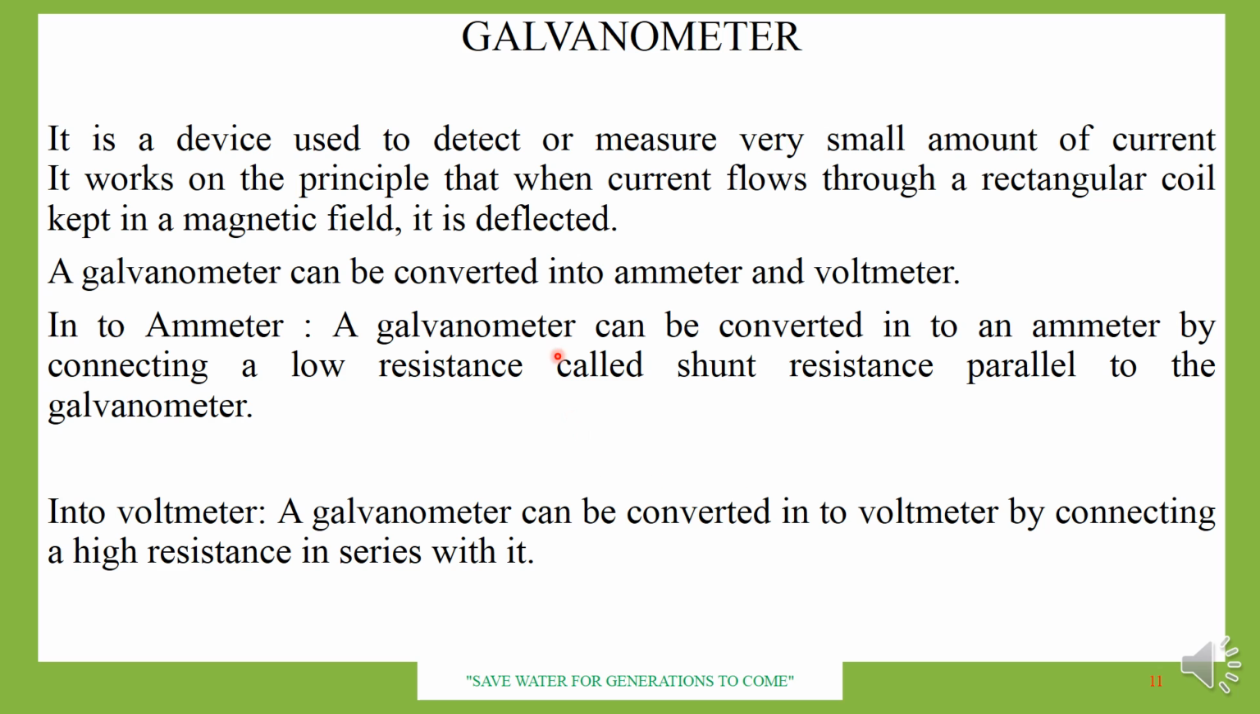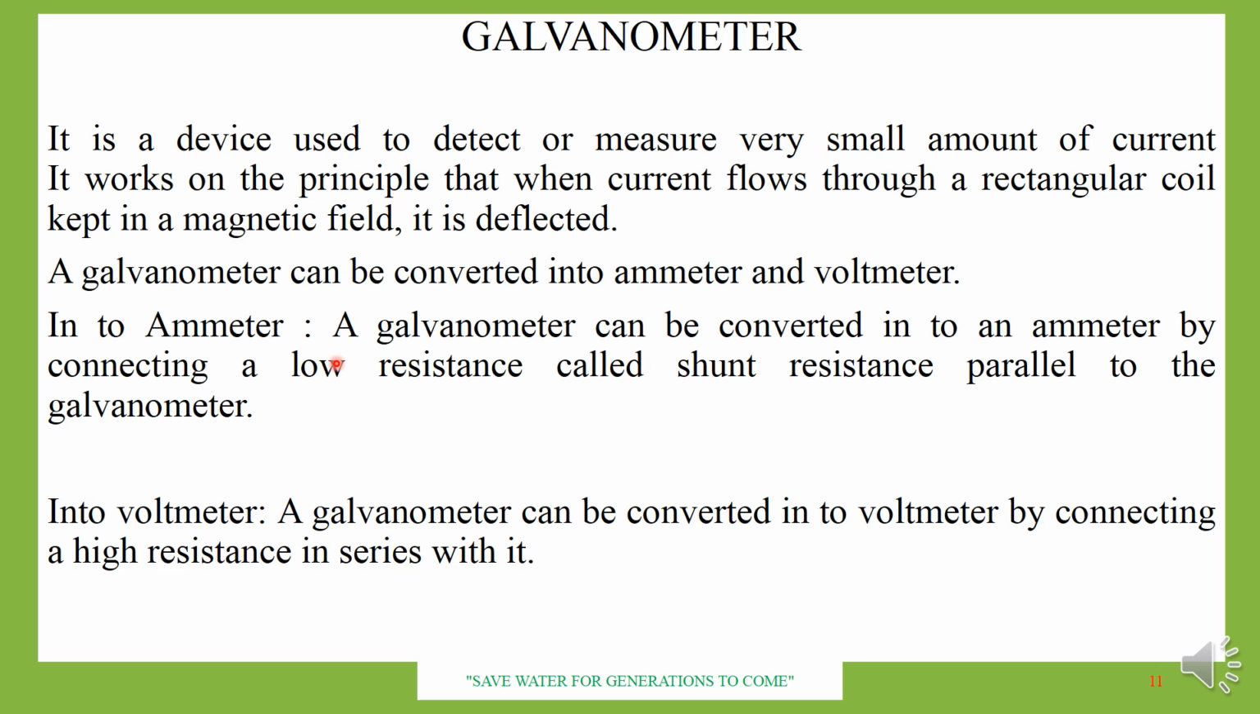It works on the principle that when a current-carrying rectangular coil is kept in a magnetic field, it is deflected. Right, that coil is deflected. We shall be doing that in the next chapter. Galvanometer can be converted into an ammeter and a voltmeter. It's again an important point for competitive exams.